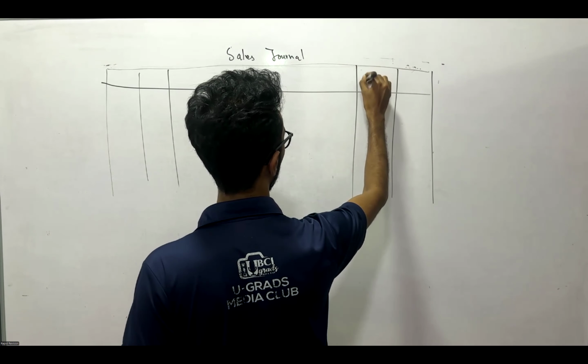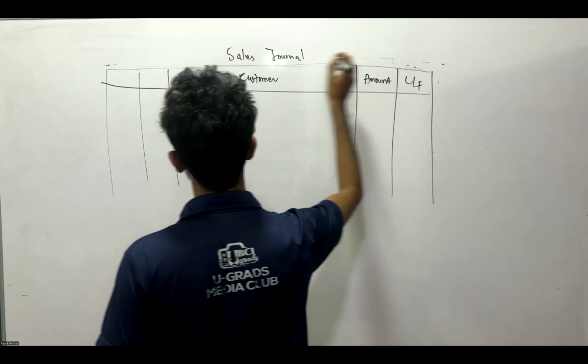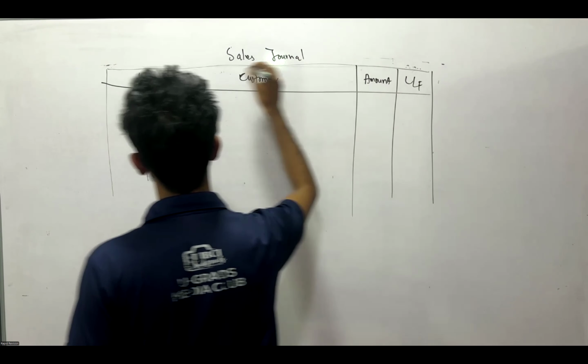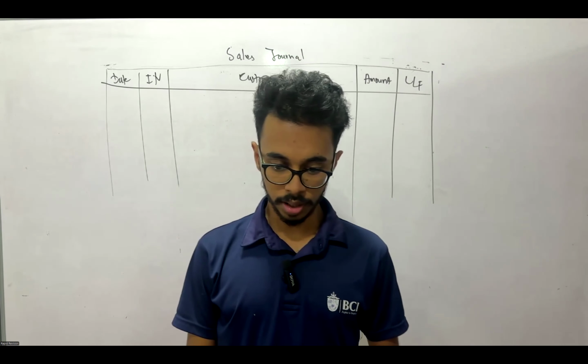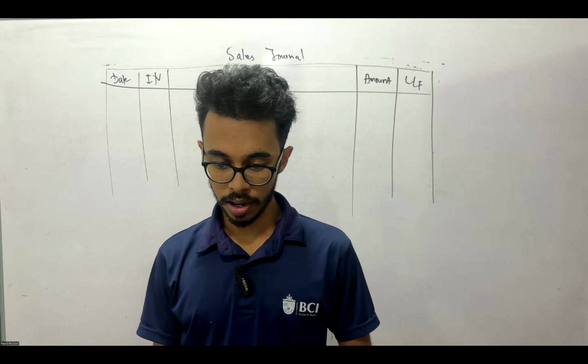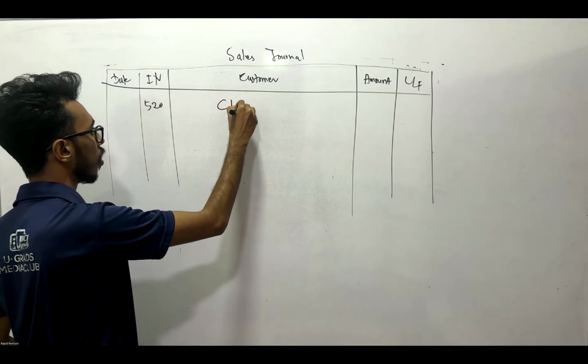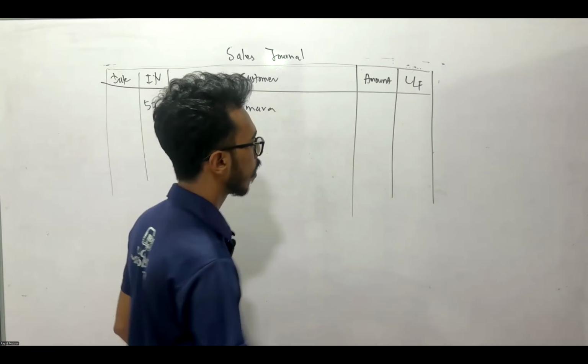Customer, amount, LF, date, invoice number. Selling a stock of goods to Chamara for 45,000. Invoice number 520. Selling goods to Chamara for rupees 45,000.